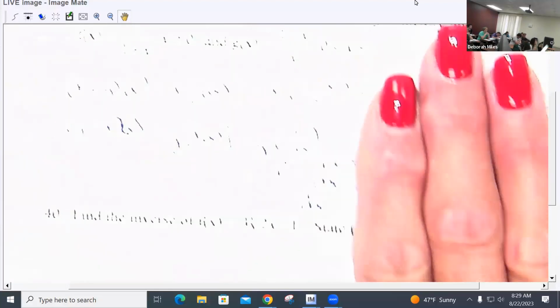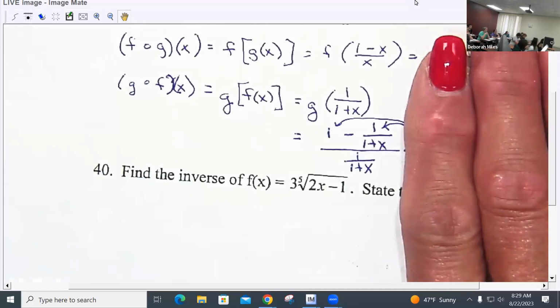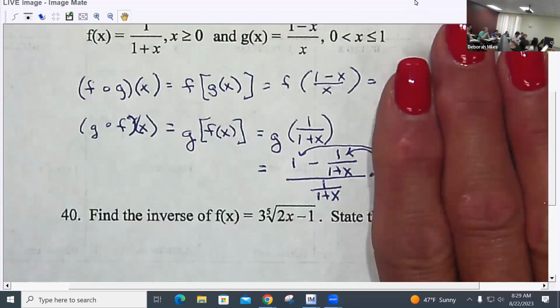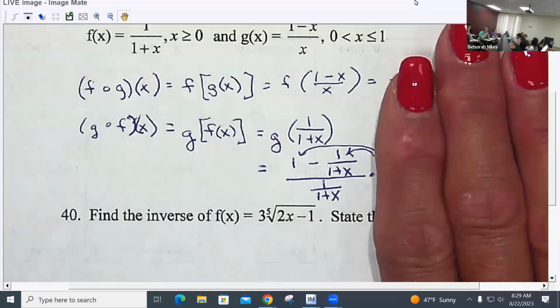You know what you should get if these two functions are inverses of each other? What should you get? Just X. Here's the composite function when I formed it, before I cleaned it up. Is that what you had? Okay. How do you clean that up?